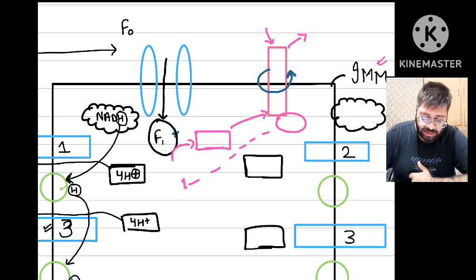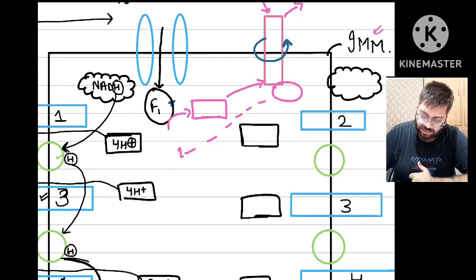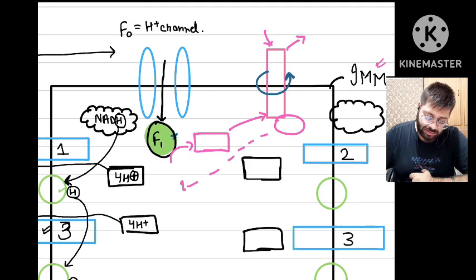F0 is a proton channel and F1 is an enzyme. इस एंजाइम का नाम होता है ATP सिंथेस. तो यहाँ से प्रोटॉन आता है 4H पॉजिटिव व्हेन क्रॉस.